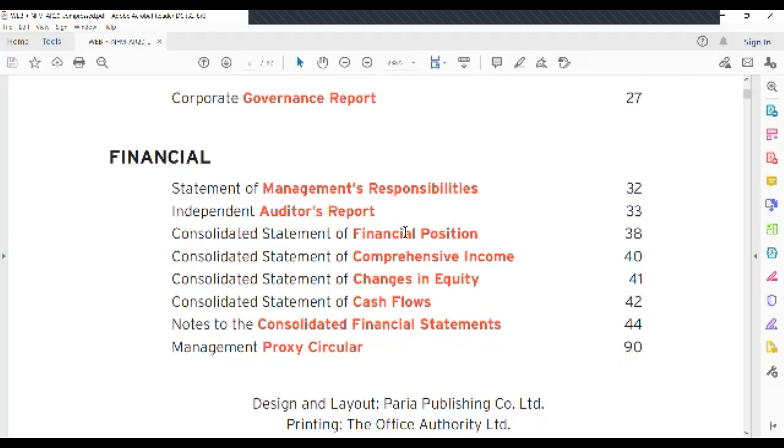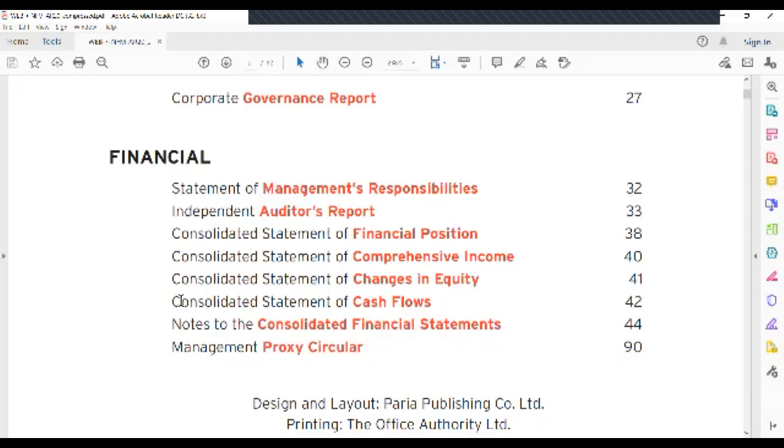Consolidated statements of financial position. We're going to look at that statement. The consolidated statement of comprehensive income, consolidated statements of changes in equity, and consolidated statements of cash flows. Now, financial position, sometimes they call it balance sheet. It may be known as balance sheet. The comprehensive income statement will be known as the profit and loss statement or income statement. Changes in equity, we'll see the changes, how it affects the stocks and retained earnings, right?